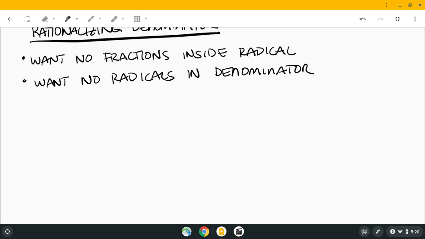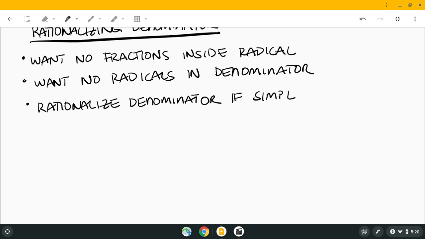Okay. So rationalize the denominator if simplifying doesn't work. Okay, so rationalizing the denominator.